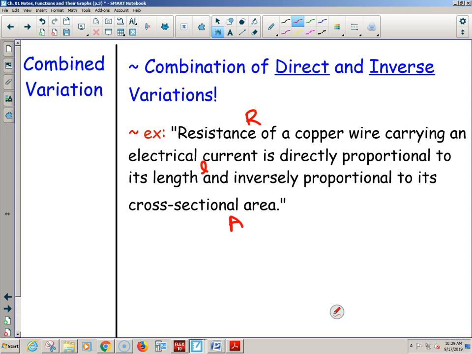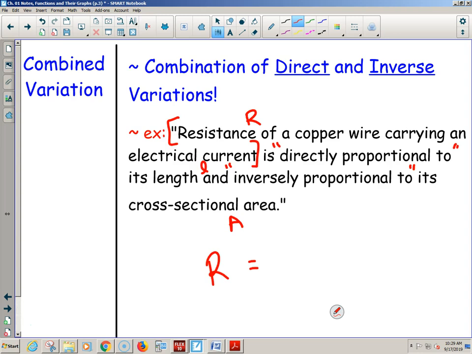So, resistance of the copper wire. The resistance of a copper wire carrying electrical current is directly proportional to its length, and, I get the combined variation. Look, it has both, right? Some of you would make this way harder than it has to be. What's on the left, or what's dependent in this entire problem before any of this wording comes? Who's on the left of my equation? R. All of that jazz. Resistance of a copper wire carrying electrical current.